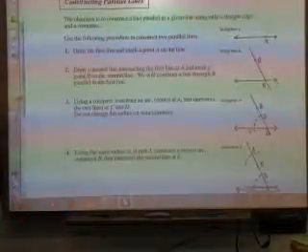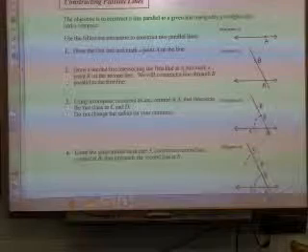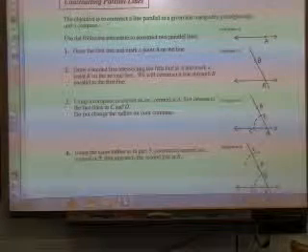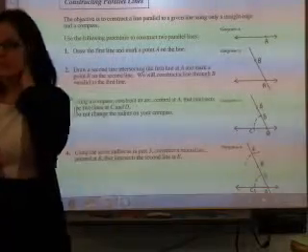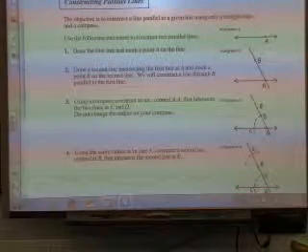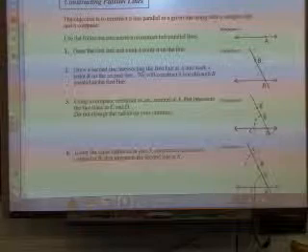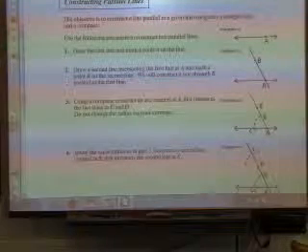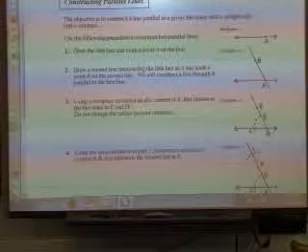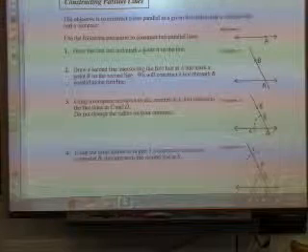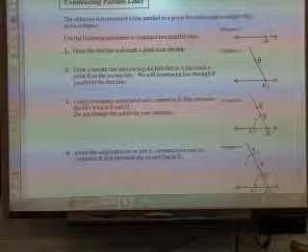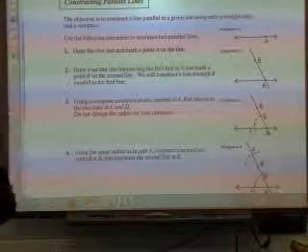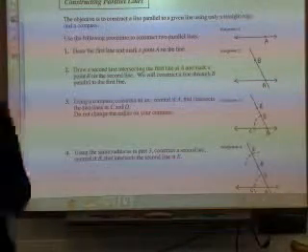The objective is to construct a parallel line to a given line using only a straight edge and a compass. So draw your straight line. If you flip to the very back of your workbook, there are some blank pages, and you can use one of those to complete this. So you're going to draw a straight line.